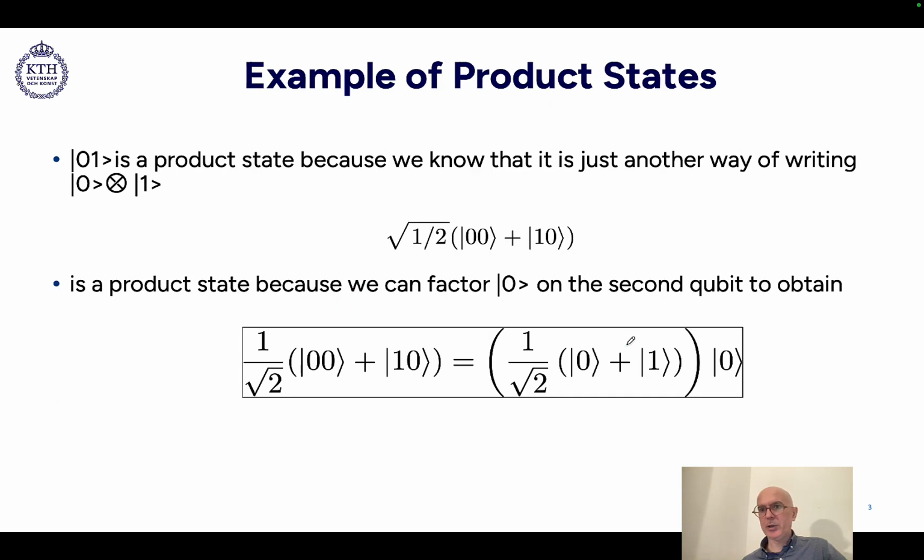Let's see an example of a product state. A very simple case is the state 01, which is part of our computational basis in a 2-qubit system. If you remember how we derived that, we took, by definition, the tensor product of state 0 and state 1. Because this state is derived by taking a tensor product, 01 is a product state. Another example is the following: if we have 1 over square root of 2 of state 00 plus 10, this can be written as a tensor product, as on this slide.